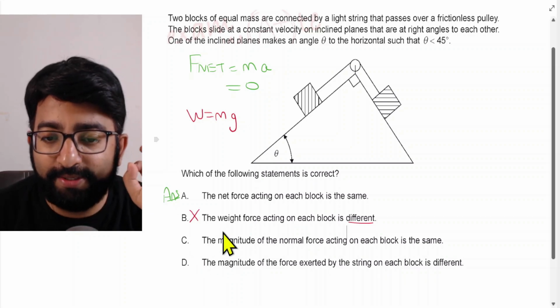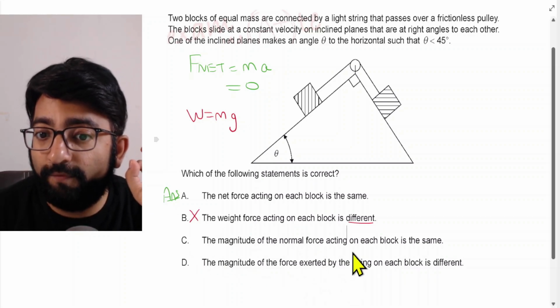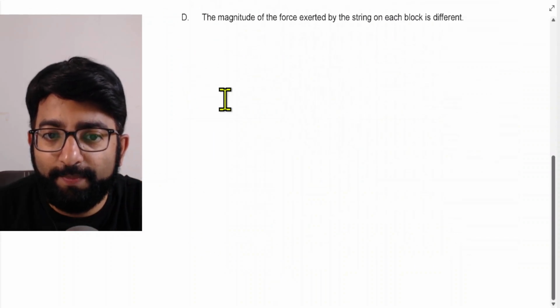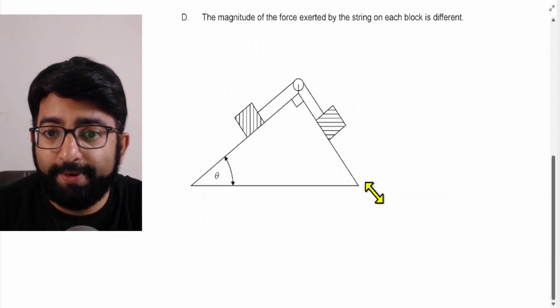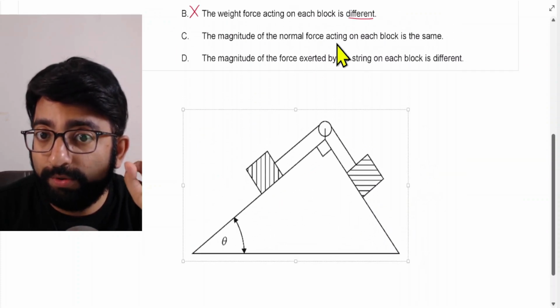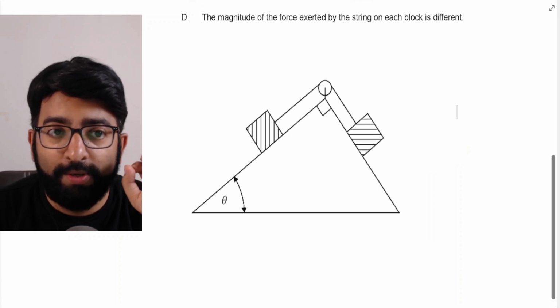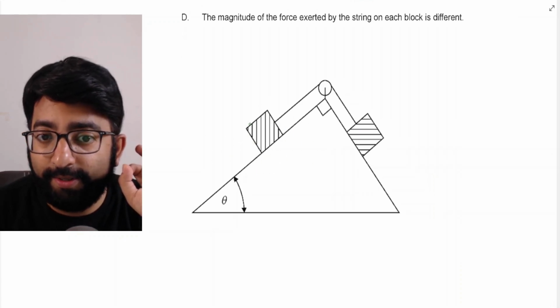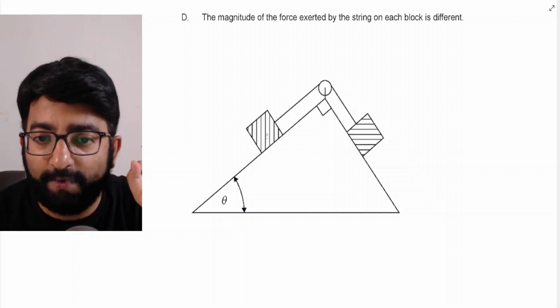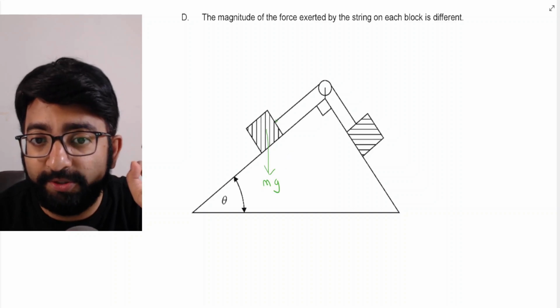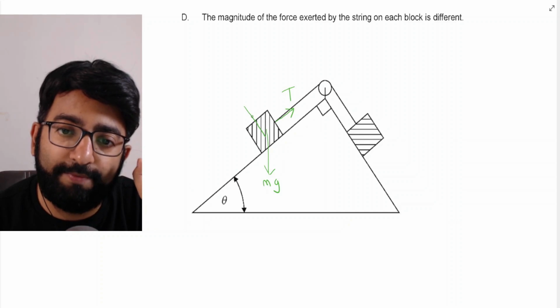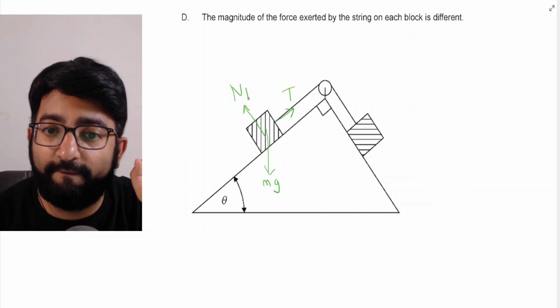In option C, it states the magnitude of the normal force acting on each block is the same. Let's analyze this in a little more detail by drawing a separate diagram. We have to figure out the normal force acting on each block. So let's try to draw the free body diagram for both objects. Let's start with the left object. We have the weight of the object mg going downwards. Then we have the tension in the string which will go this way, and then we have the normal reaction. Let's call that N1.